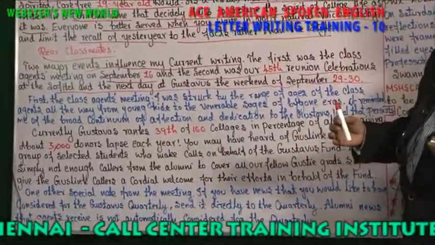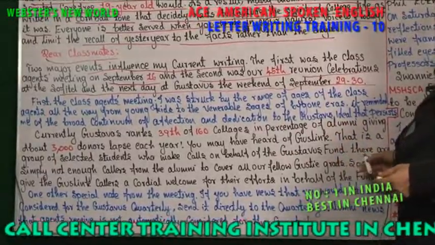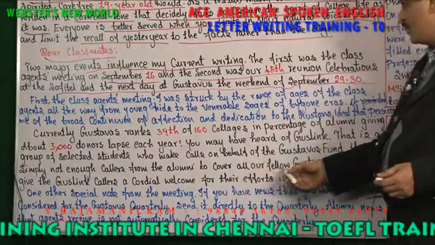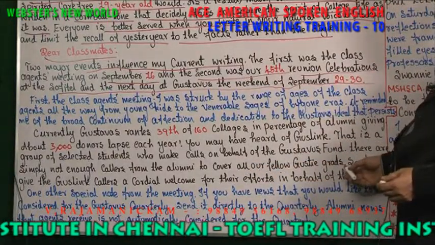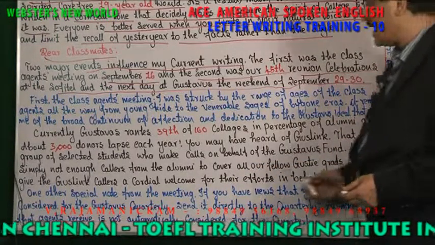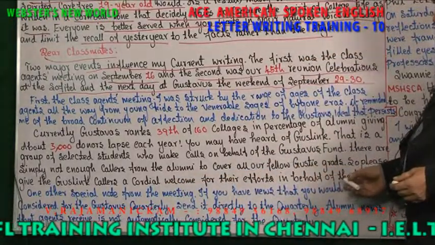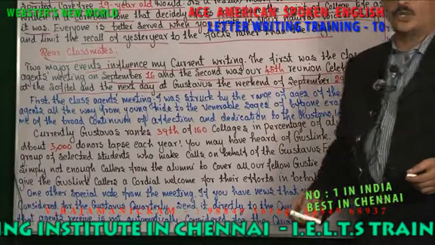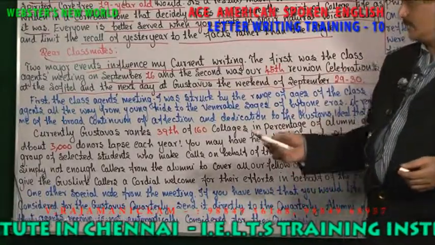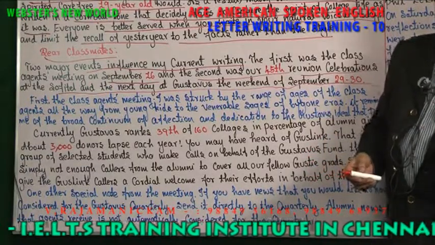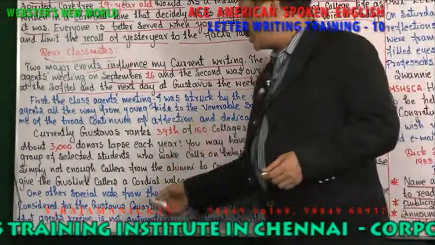They have a fund. On behalf of the fund, they call, they collect the money. There are simply not enough callers from the alumni to cover all our fellow Gustie grads. So please give the Gustie line callers a cordial welcome for their efforts on behalf of the fund. So whoever calls you, that is the Gustavas, you just reply to them, you just speak to them, you just respond to them. This is one aspect.